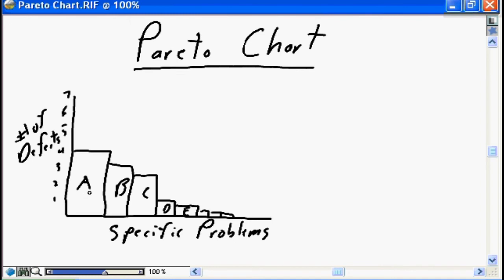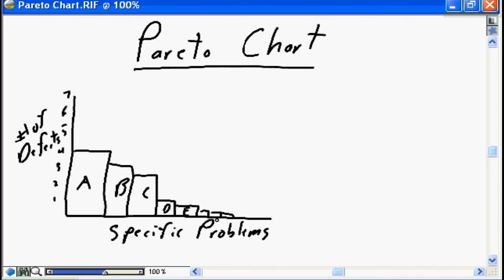So in this case, we see problem A is resulting in 4 defects, and that could be 4 defects per hour, 4 defects per day, 4 defects per release, where problem B is resulting in about 3.5 per release. Problem C is resulting in 3. D has dropped way down to 1, and E and onwards are resulting in less than 1 problem per release, per week, per whatever our measurement period is going to be.